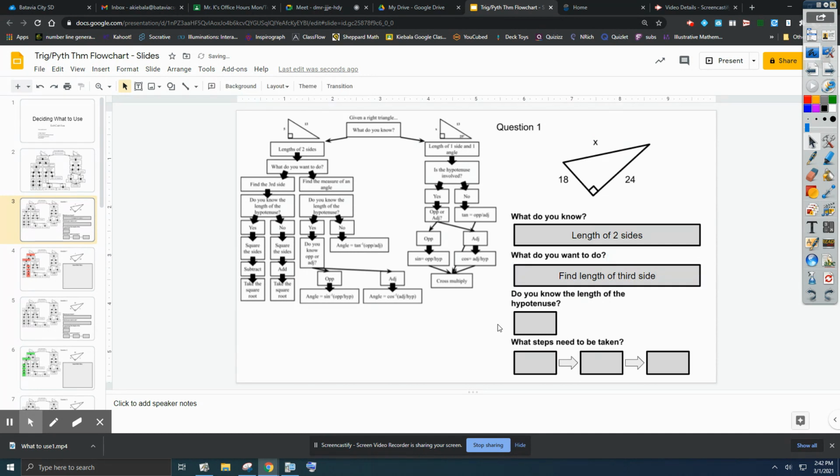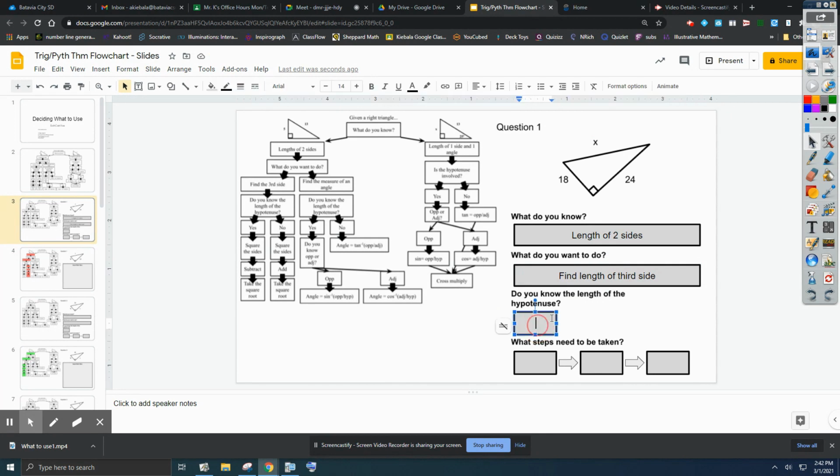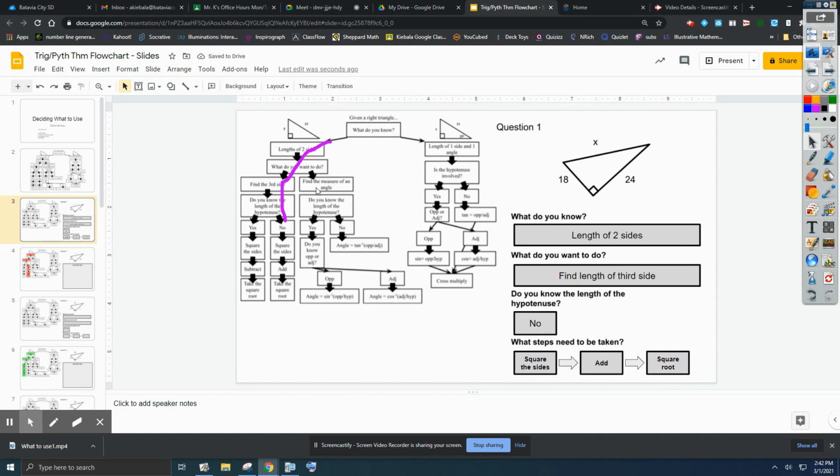Okay, do you know the length of the hypotenuse? So across from the 90 degree angle, no. So if we take a look at this flow chart, got 2 sides, we want to find the third side, we don't know the hypotenuse. So we're going to square the sides, add, and take the square root. So that I'm going to put down here. We're going to square the sides, add, and then take the square root. Okay, so that's the basic setup for question number one.